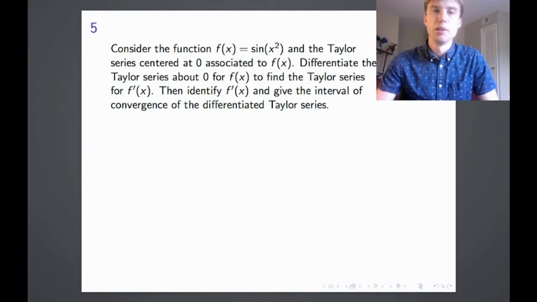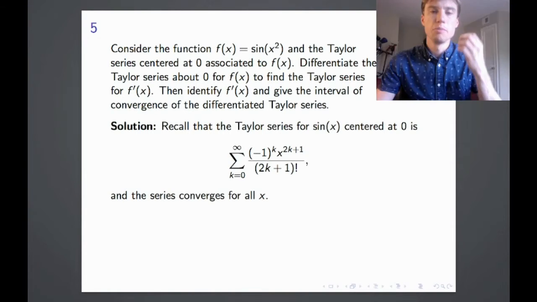Today we will be looking at problem 5 of the 10.3 and 10.4 handout. We will consider the function f of x equals sine of x squared and the associated Taylor function for f centered at 0. We will differentiate the Taylor series to find a Taylor series for the derivative centered at 0, then identify f prime of x and give an interval of convergence for the differentiated Taylor series.